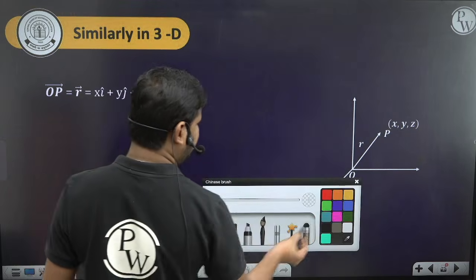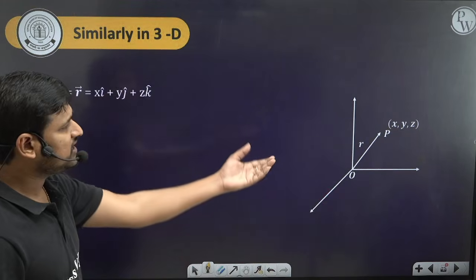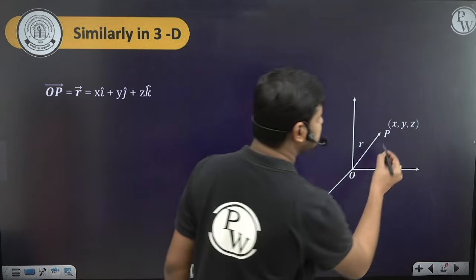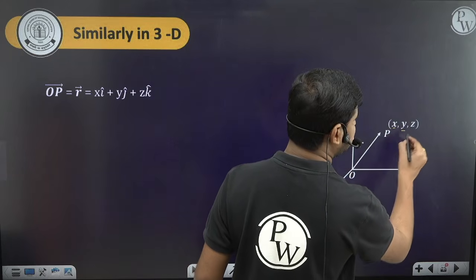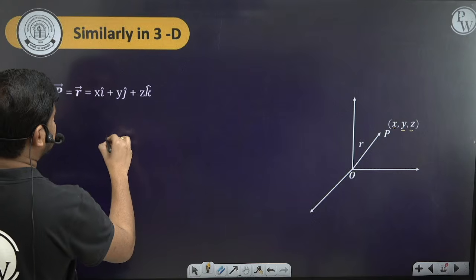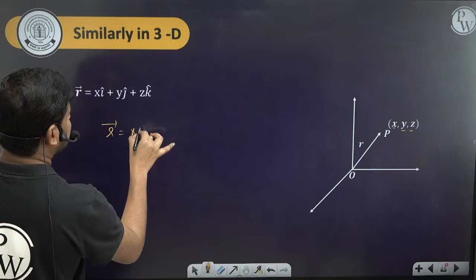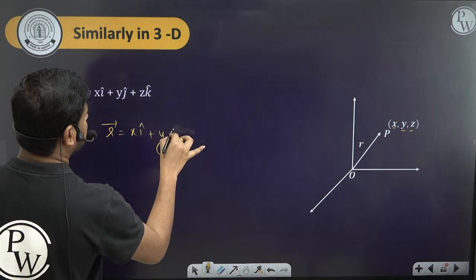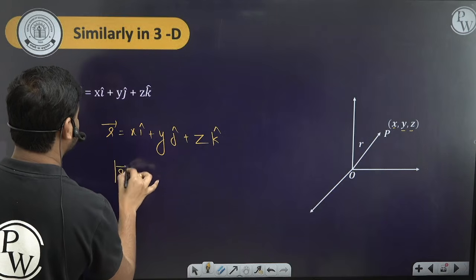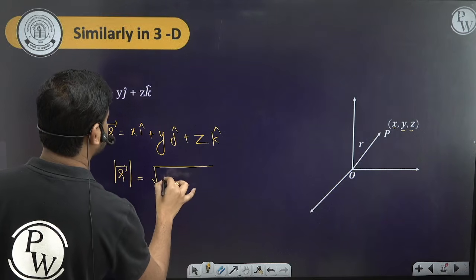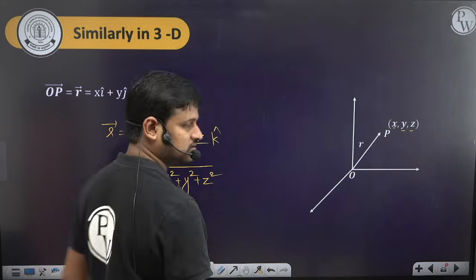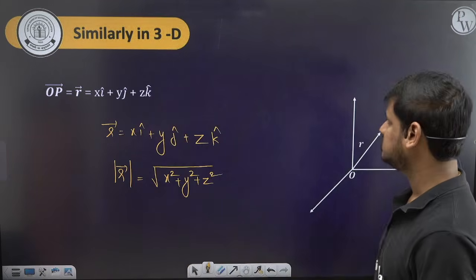Now, if any vector is there in 3D, similarly we take its position with respect to x, y and z. In the x it has covered x distance, in the y it has covered y distance, in the z it has covered z units distance. That's why the position vector r is x i cap plus y j cap plus z k cap. If you need the magnitude of that vector, you simply take the square root of x square plus y square plus z square. That's it. Okay, clear? Sure.